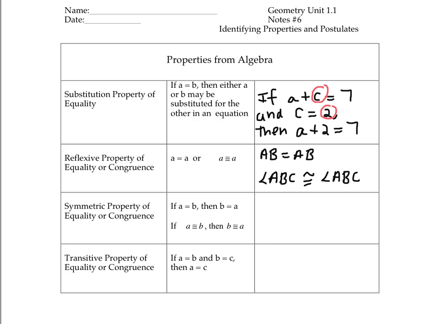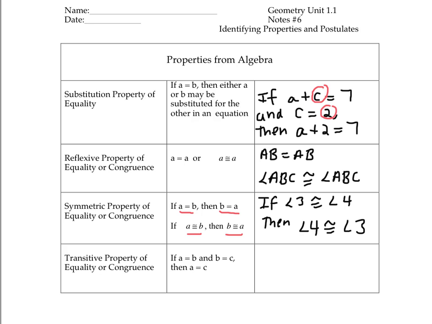And it states, if A equals B, then B equals A. And I want you to notice how the order changes. If A equals B, then B equals A. You switch it around. Or if A is congruent to B, then B is congruent to A. So an example of this would be to say simply, if angle 3 is congruent to angle 4, then that's the same thing as saying angle 4 is congruent to angle 3. Again, notice the change in the order.